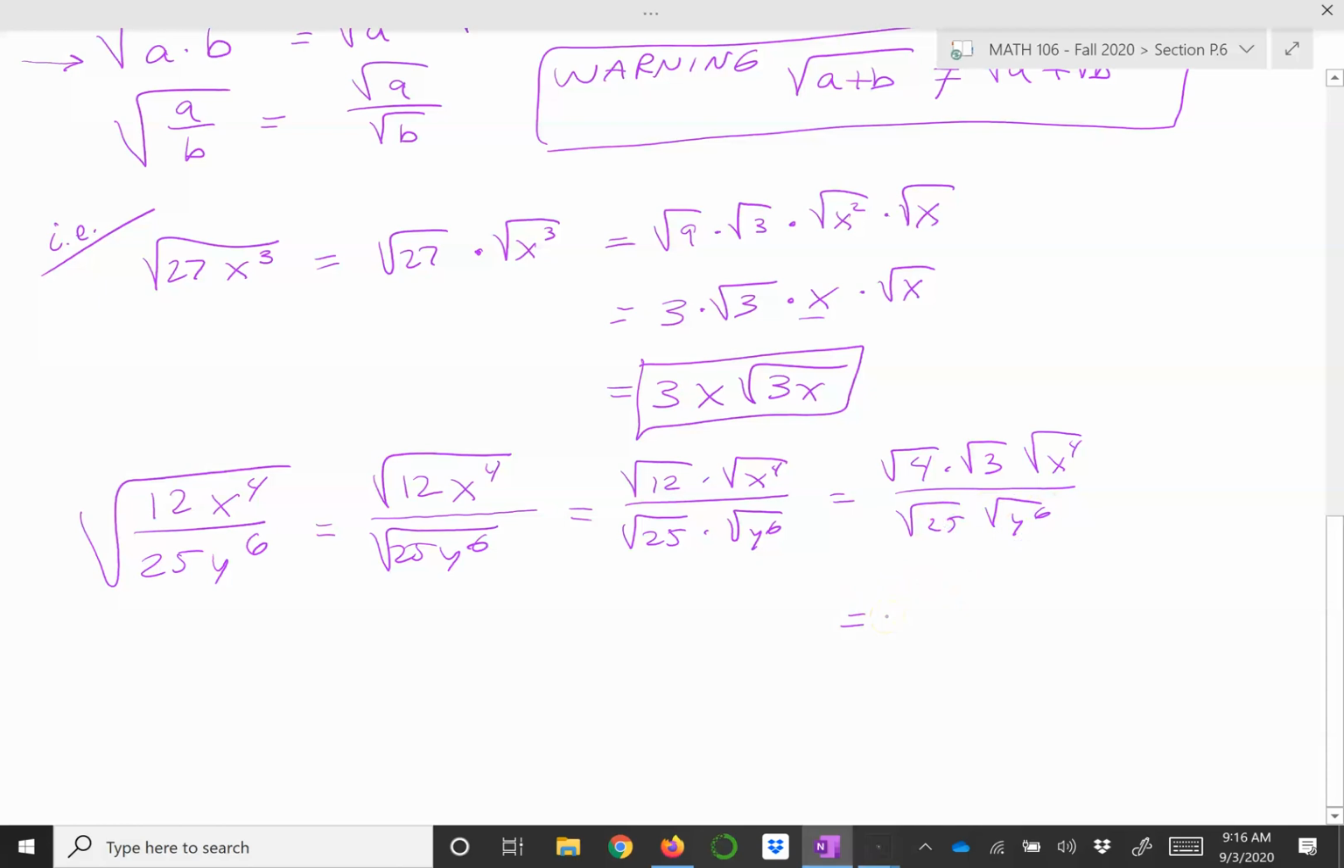So the top one, and again, you can get good at skipping steps. Like that square root of 4 is 2. That's going to go out front. And then the square root of x to the 4th, that's x squared. I'm going to put that next. And then the square root of 3 kind of just hangs out by itself. And now I do the denominator, which would be 5y cubed. Not y to the 6, y cubed. And then that's your final answer.